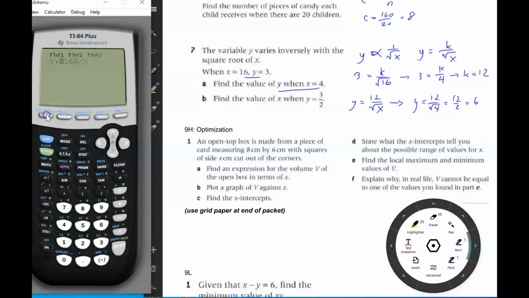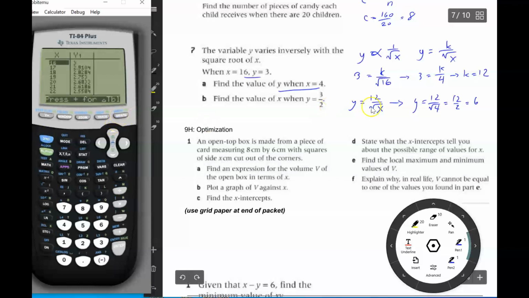So I'm going to just show you how that works. If I put it here, I'm going to put 12 divided by square root of x. Okay, there we go. Then I'm going to look at the table for the value of y when x equals 4, and I'm going to confirm that the y value is 6, and it is. Now I'm going to do part B.